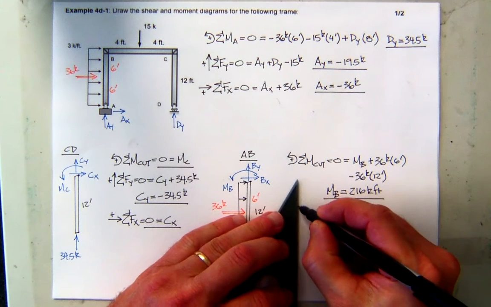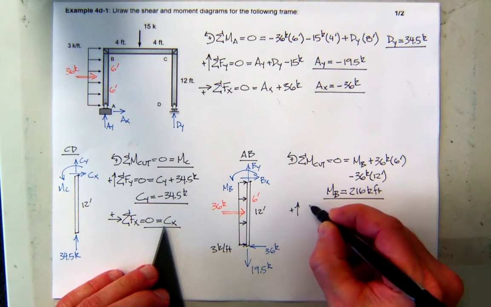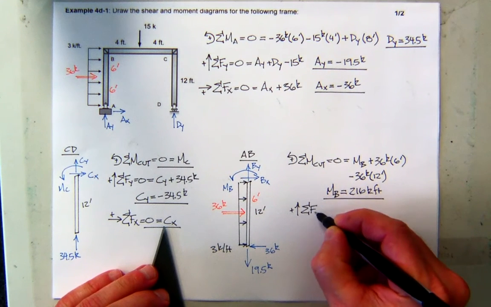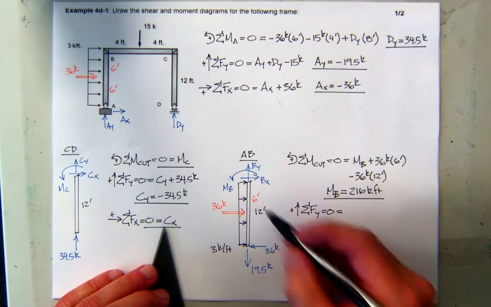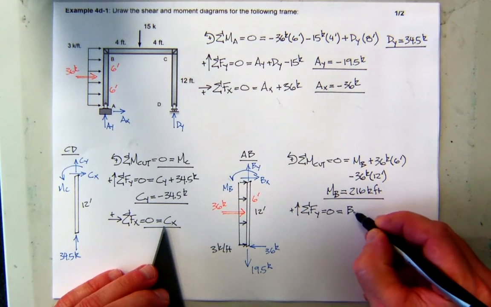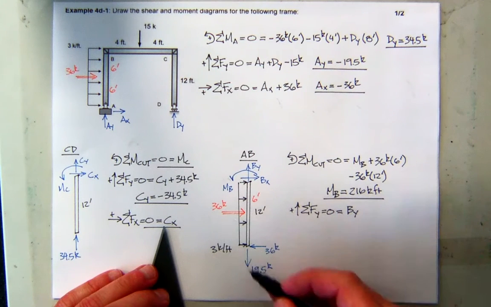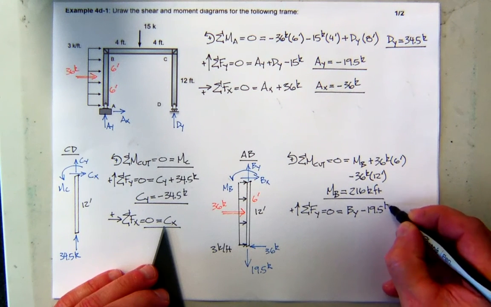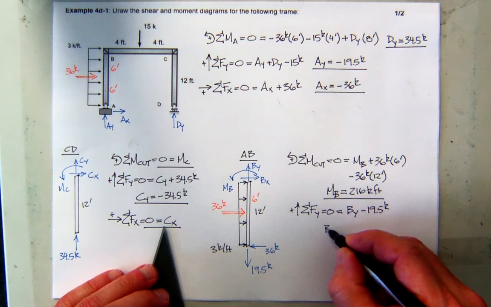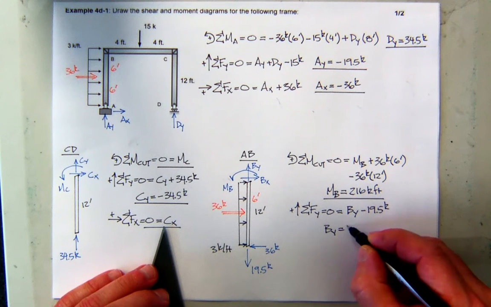Okay, so we can now sum forces in the y direction. Make sure it's in equilibrium. What do we have going on in the y direction? Well, I've got this By is up. What else? Oh, this is down at the reaction, minus 19.5. So it looks like I can solve for By. By is positive 19.5.